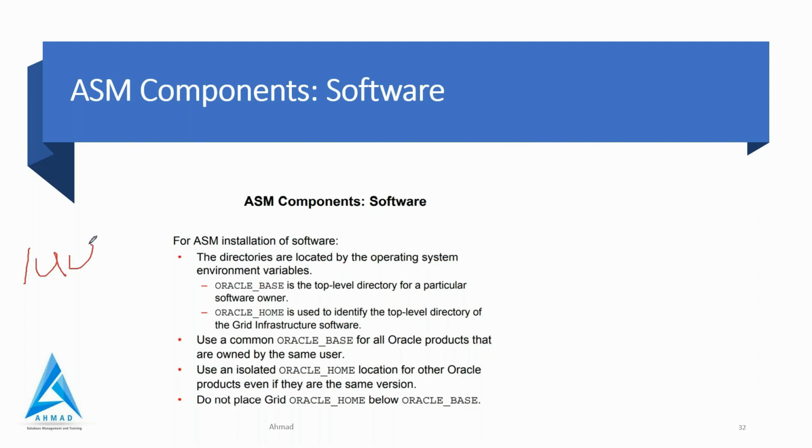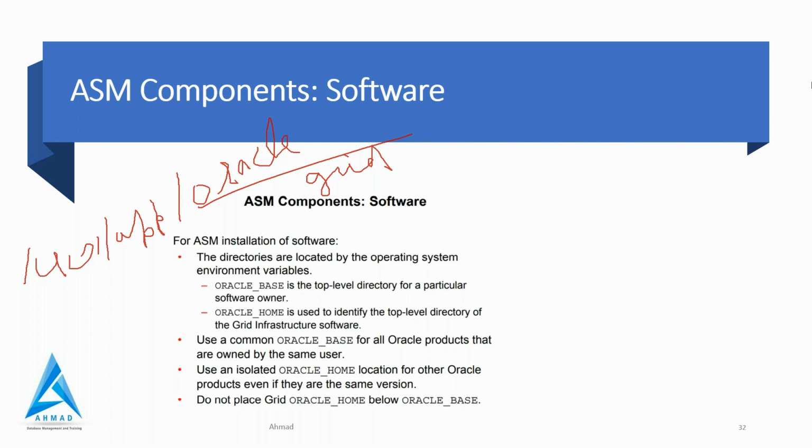You say U01, app, and suppose my owner is Oracle. So I will give /u01/app/oracle. If my owner is grid, then I will say /u01/app/grid. So this is OFA actually. And if you use a single owner installation for both database and grid, then the owner is grid.